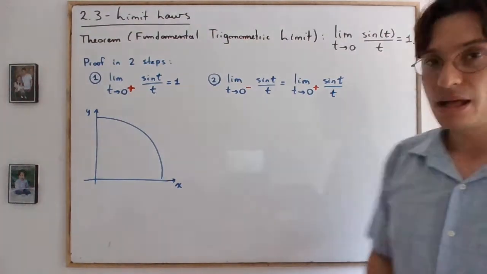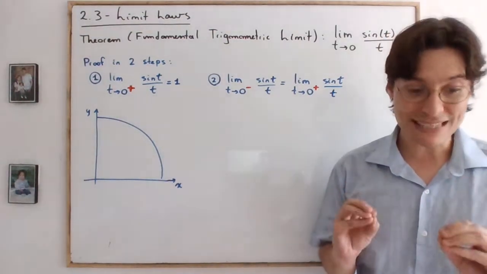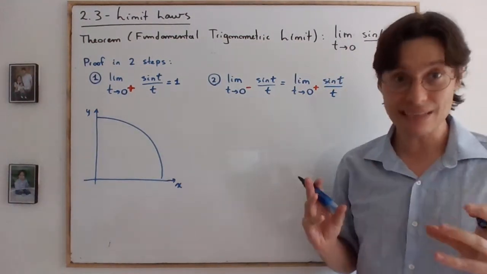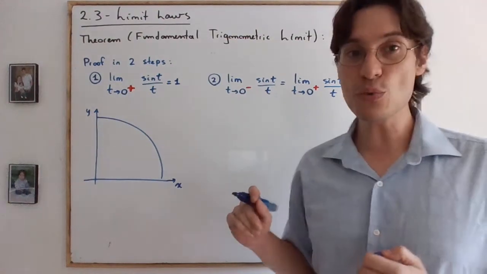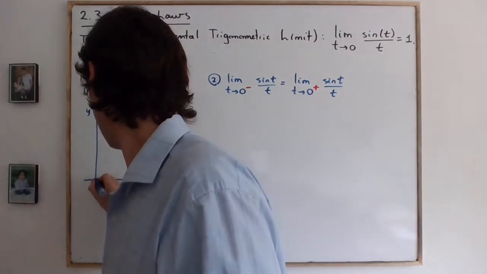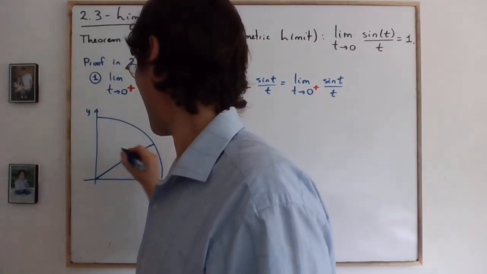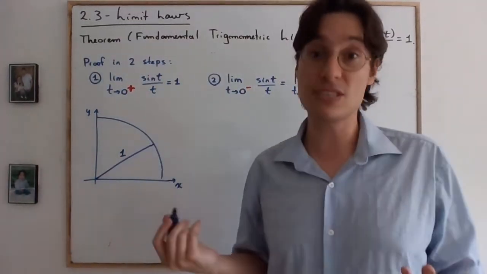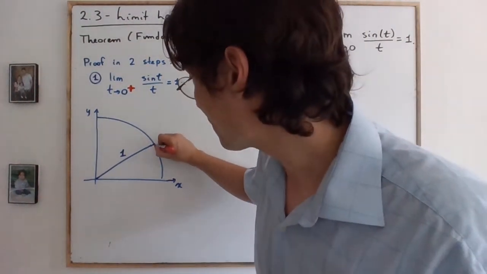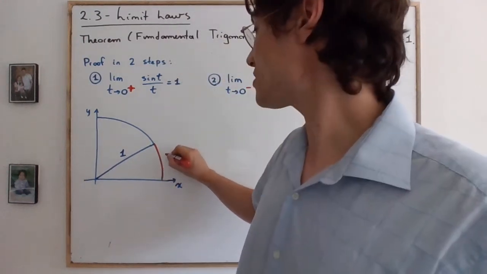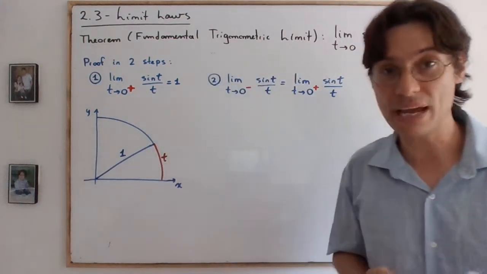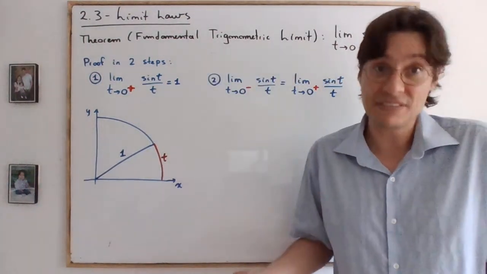1 and 2 together, of course, will prove that the two-sided limit is also equal to 1. Now before we begin, I want to stress that what's most important is not to remember the details of the proof, but to remember the intuition, why this is true. So the way to see it is, let's say we have a circle of radius 1, in other words, the unit circle. In this case, the angle t also turns out to be the arc length of this circle, so it has a value of t as well.